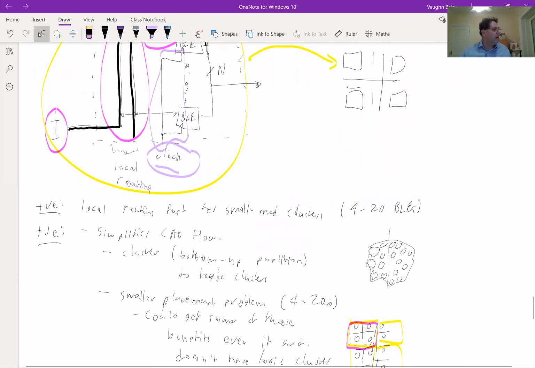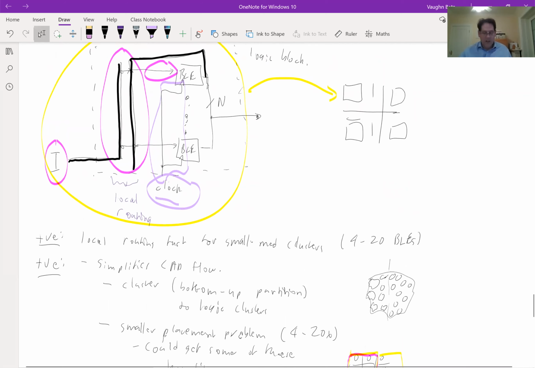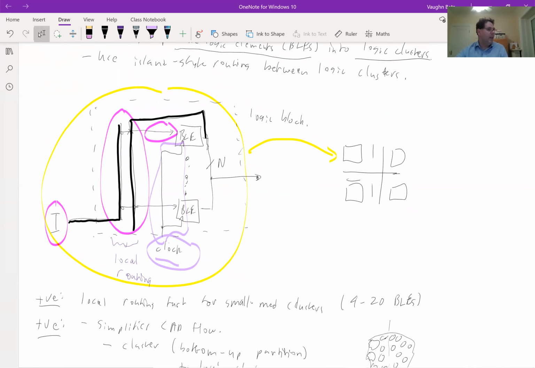I also see a comment from Liam that the inputs from the cluster can be less than the sum of inputs for all BLEs, and that's true. That's what the paper you read this week talked about. So that's essentially another manifestation of Rent's rule. So we're able to make a small hierarchical FPGA. We don't have to bring as many inputs into it, and that helps us make this more efficient.